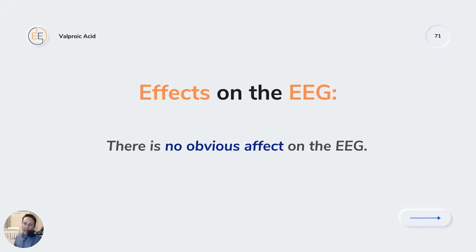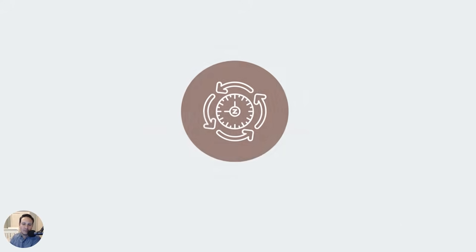So it's EEG effects. Here is another one with no significant alteration of EEG. So pretty easy to understand.